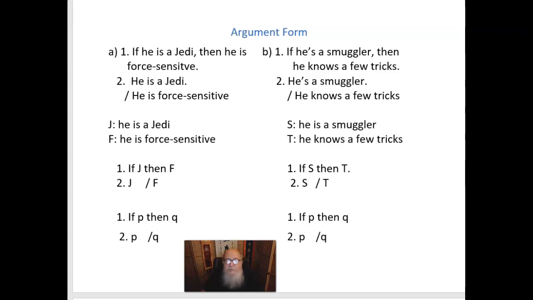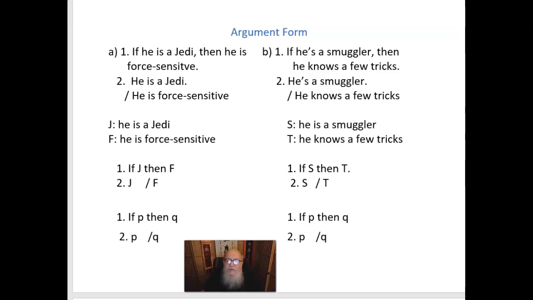Consider 2 arguments. If he's a Jedi, then he is force sensitive. He is a Jedi, therefore he is force sensitive. Remember, when we put our arguments into standard form, we list the premises, number them, then we put a slash, which means therefore. So these are the premises and this is the conclusion. And over here we have, if he's a smuggler, then he knows a few tricks. He's a smuggler, therefore he knows a few tricks. We give our dictionary: J for he is a Jedi, F for he is force sensitive. And over here, S for he is a smuggler, and T for he knows a few tricks. And then we symbolize it. If J, then F; J; therefore F. If S, then T; S; therefore T.